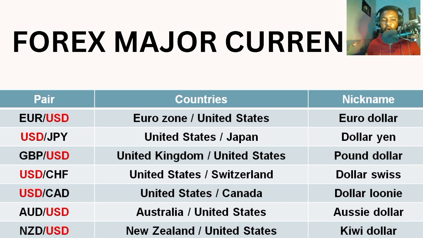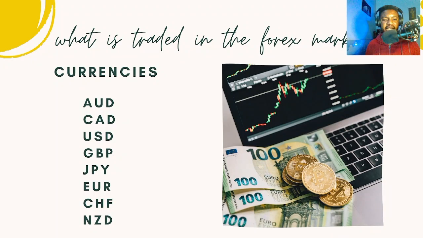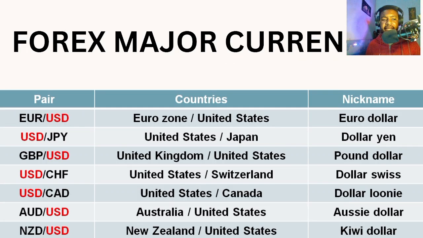So if you notice here, the initial letters stand for the countries. AU stands for Australia, CA stands for Canada, and the end part stands for dollar. So the end part is the currency, while the two letters are an abbreviation for the country. So you can see EUR USD, that is Eurozone and United States. And we have USD JPY, that's United States and Japan. And we have GBP USD, United Kingdom and United States. And we have USD CHF, United States and Switzerland. We also have USD CAD, which is United States and Canada.